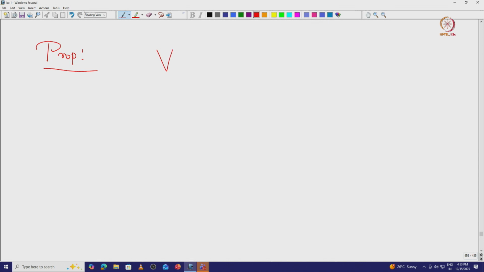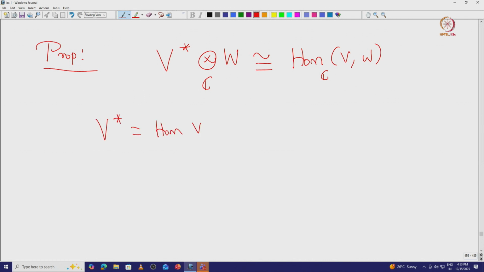If we take the dual space V star and then tensor with W, again we are doing tensor over the complex numbers. If I do not write this, then it is assumed that everything is defined over the complex numbers. This is naturally isomorphic to the Hom space Hom(V, W). The Hom space means the set of all linear maps from V to W. What is V dual? V dual is nothing but Hom(V, C).